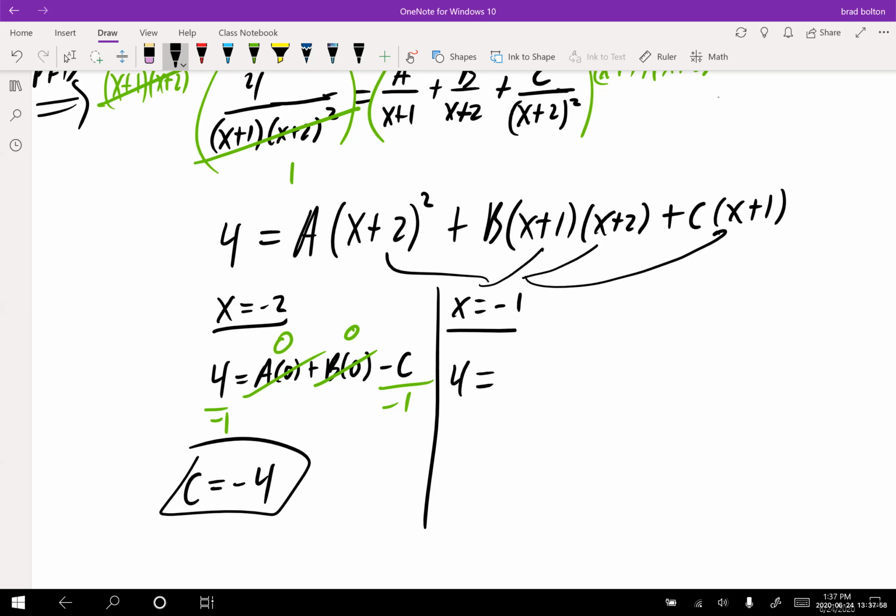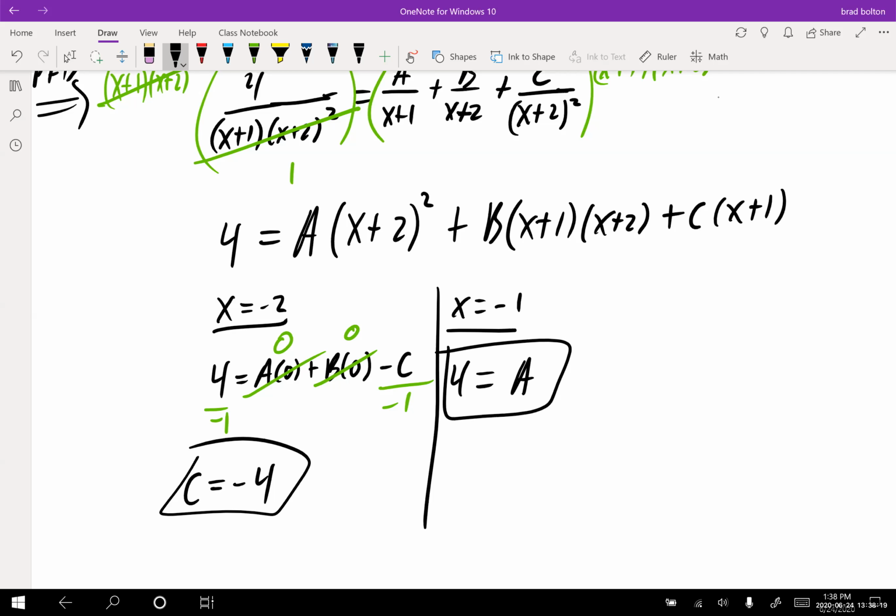So this one, -1 plus 2 will be 1. So this will be a. So 1 times a is just a. This will then become 0 right here. This will become 0. And then this will become 0. So I have a equals 4, and I'm done. Well, that was an easy one. Okay, so a equals 4.